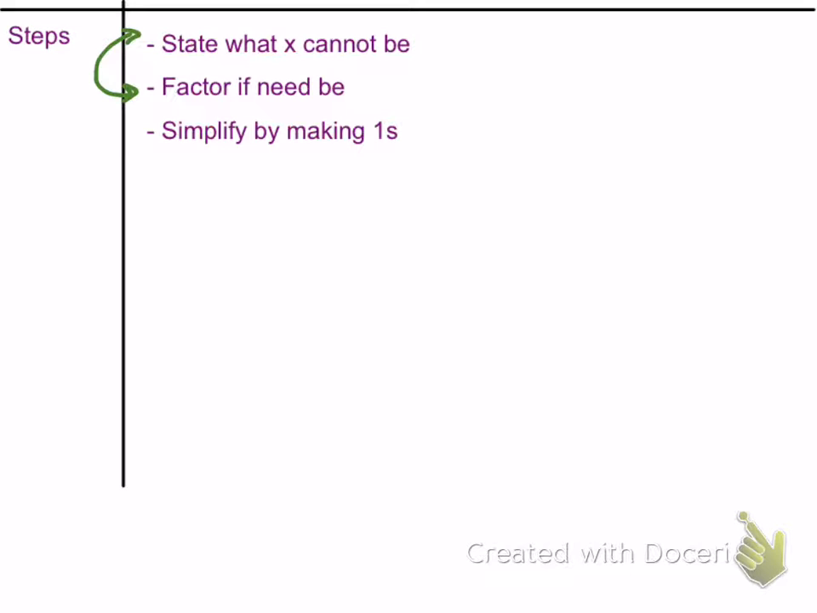So I accidentally wrote these in the wrong order, but your first step is going to be to factor if you need to, factor if need be. The second step is to tell me what x can't be and go ahead and restrict that domain. That's what we call that, what x cannot be. And then the third step is to go ahead and simplify by making ones, dividing away to make ones, okay? Now, go ahead and pause if you need to in order to get those steps written down. I'm going to move on though.